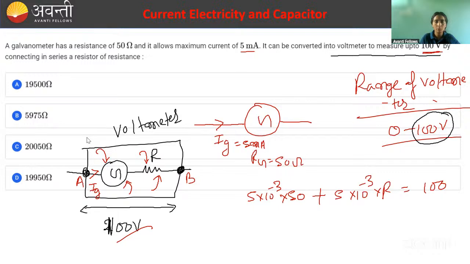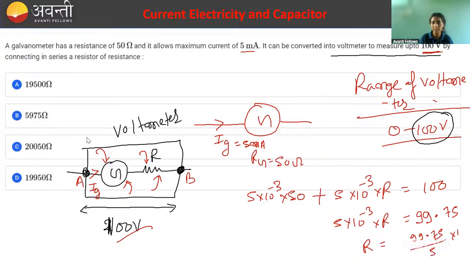Now if you solve it, you will get how much? This is 10 to the power minus 2, 0.25, right? So 5 into 10 to the power minus 3 into R is equal to 100 minus 0.25. So 100 minus 0.25 will give you how much? That will give you 99.75. Clear? So R will be equal to how much? 99.75 divided by 5 into 10 to the power minus 3.